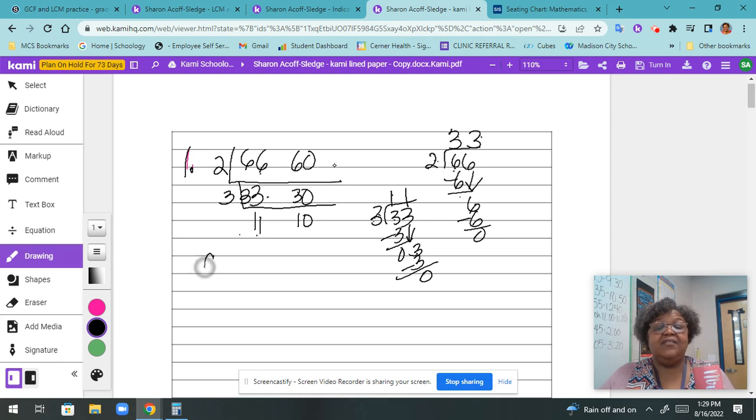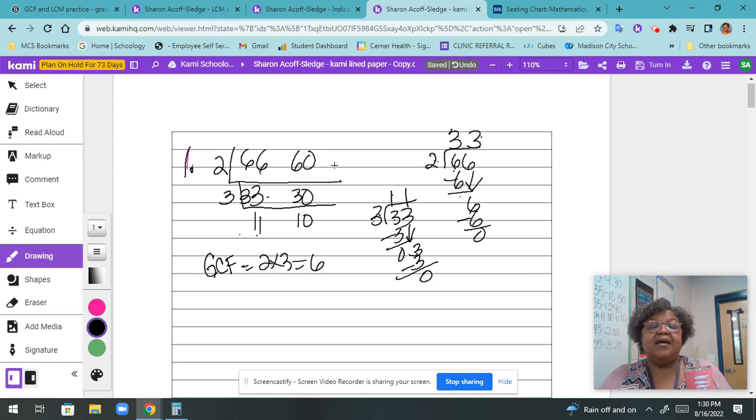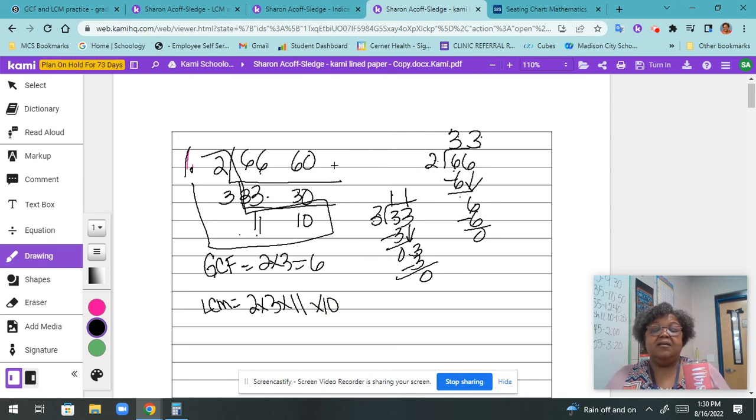So my GCF is, as Kelsey said, 6, because it's 2 times 3. And then my LCM, I will not have y'all multiplying that many numbers on the test. So this is 66 times 10. That's 660.